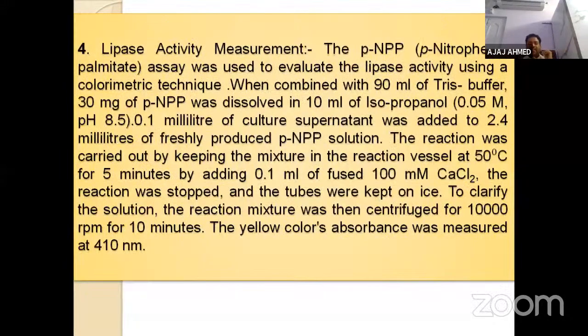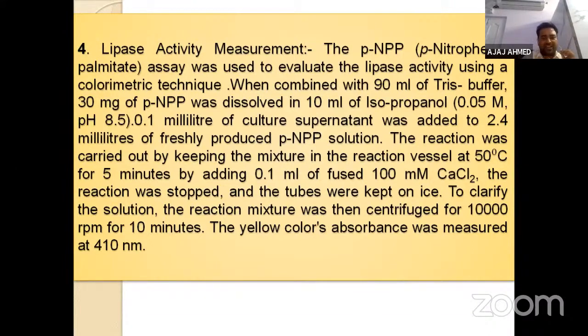And fourth, lipase activity measurement. The PNPP, para-nitrophenol palmitate, is a substrate for lipase activity. We can determine enzyme activity by para-nitrophenol palmitate. This is a spectrophotometric method. The solution was 30 gram of PNPP dissolved in 10 ml of isopropanol, 0.05 molar pH 8.5. 0.1 milliliter of culture supernatant was added to 2.4 milliliter of freshly produced para-nitrophenol palmitate.